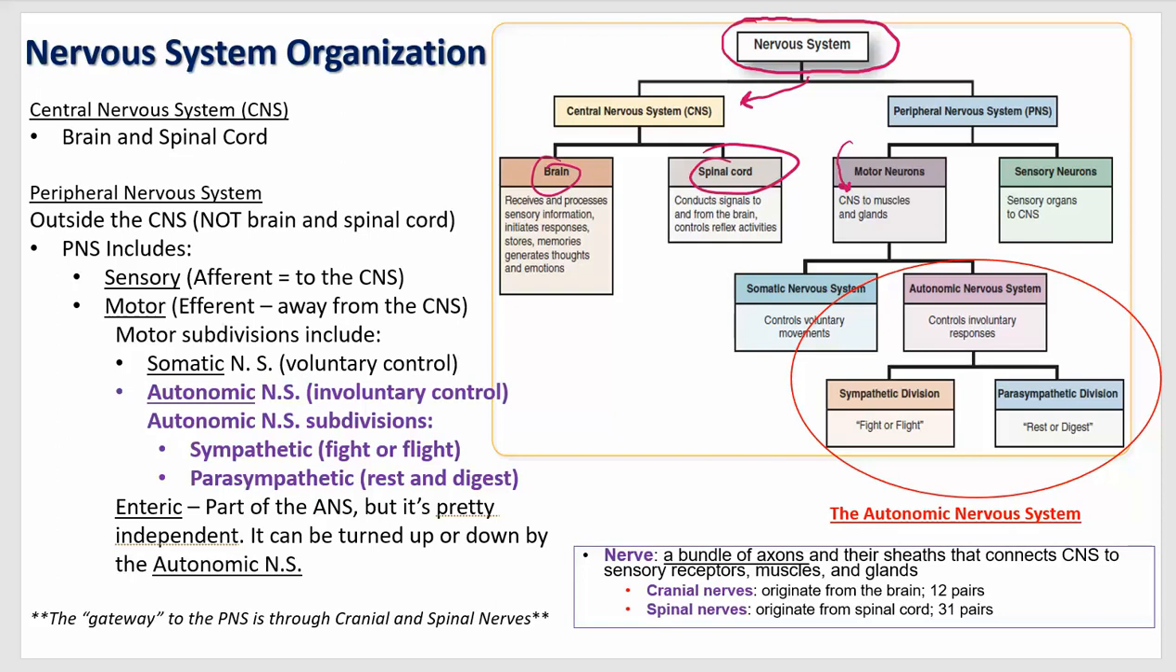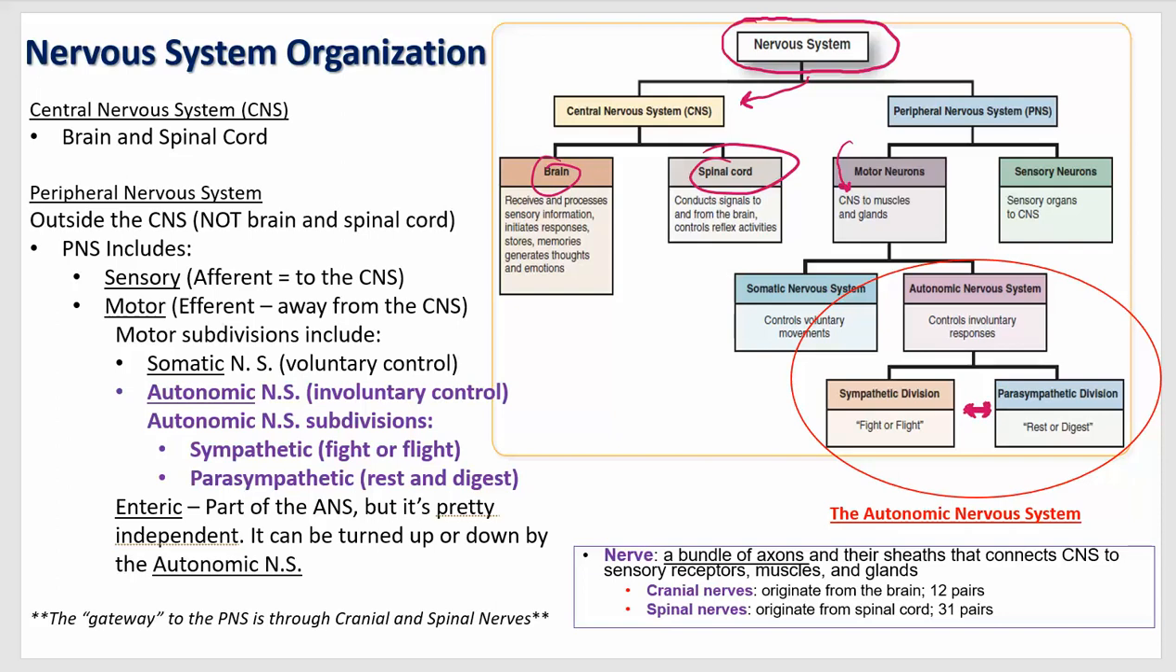So that's the involuntary responses, and that is divided into, hopefully what sounds familiar, the fight or flight and rest and digest. And the fight or flight is your sympathetic division. So sympathetic is fight or flight. Parasympathetic is rest and digest. Okay, so sympathetic, fight or flight, parasympathetic, rest and digest. And that's what we're going to be talking about, is these two guys and how they function to make everything work the way that it works.